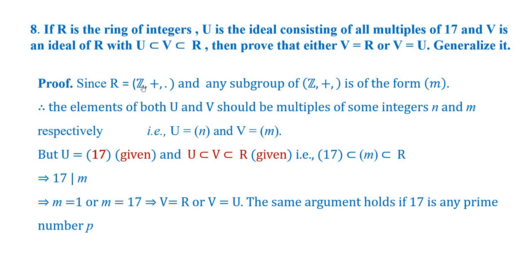R is the ring of integers, so it is generated by 1, so we have V to be R. And if M is 17, then we have already taken U to be generated by 17, so your V will be equal to U. Now the same argument holds if 17 is replaced by any prime number P. So that is how we can generalize. So you will have M dividing P, then M can be 1 or M is the prime number. Same discussion, but with U generated by a prime P.